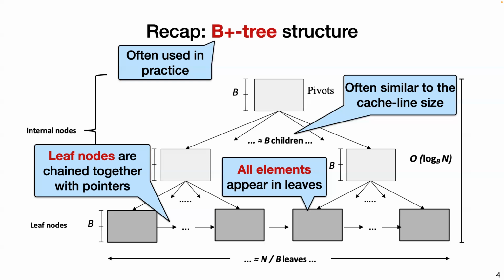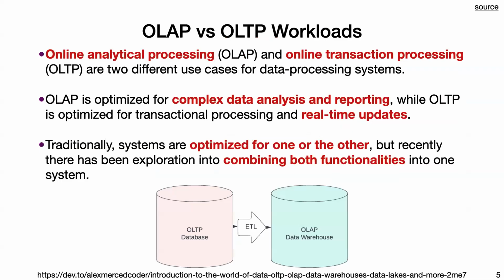Okay, thanks. So let's talk about B plus trees. When you want to run workloads on any data structure in practice, including B plus trees, there are two main classes of workload. They're called OLAP and OLTP. OLAP is online analytical processing, and OLTP is online transaction processing. These are the two main use cases that you can classify a lot of different workloads into.